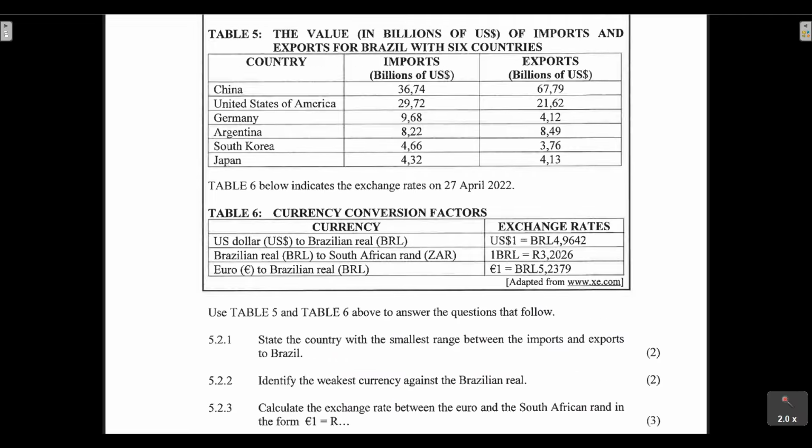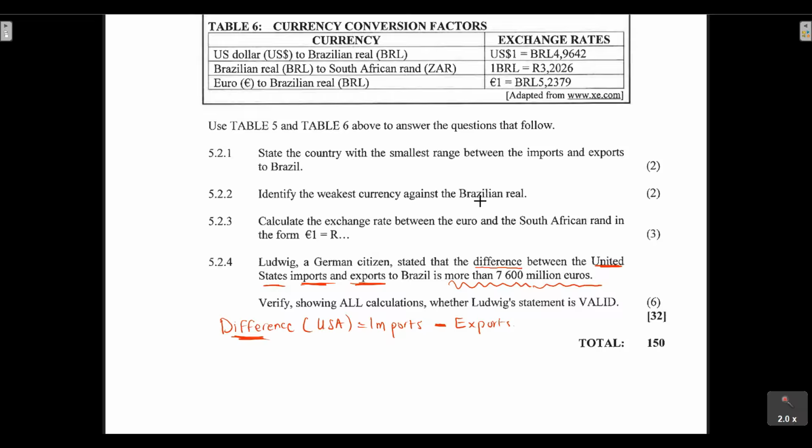So that basically means that we're going to focus our attention on the United States of America. We're going to look at what the imports were, we're going to look at what the exports are, and we are going to find the difference between the two. Please note that these values represent billions of what? US dollars. So have that in mind. We want to basically confirm something that is in million euros.